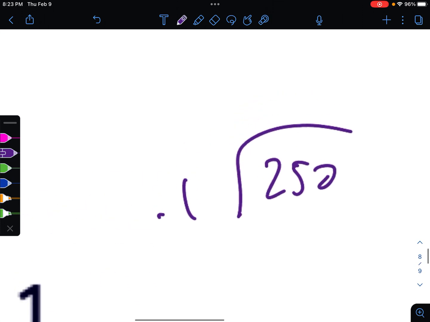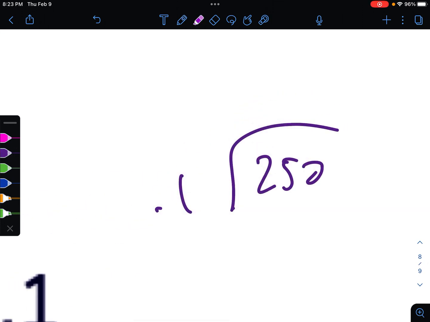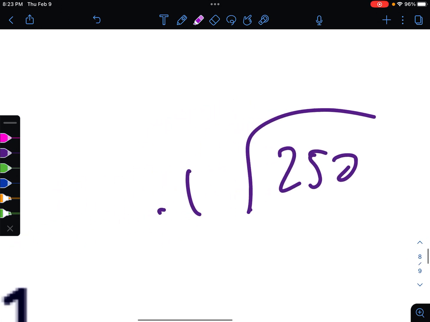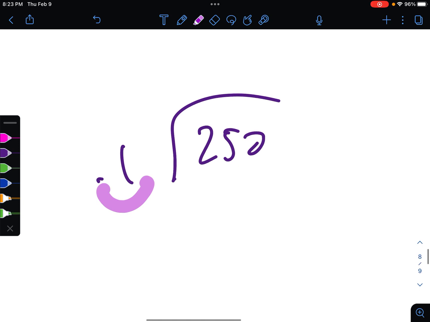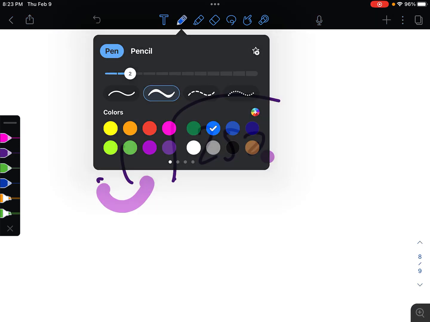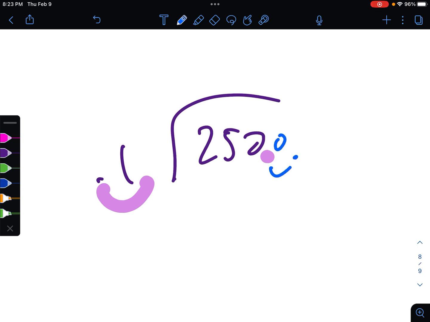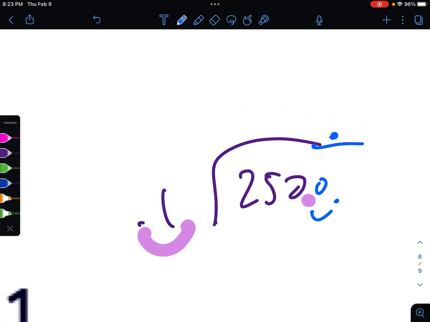250 divided by 0.1. Okay, we got a decimal in here. We got to deal with it. Again, we can have decimals here, but we cannot have decimals out here. I'm going to move it one place. My decimal's right here, so I have to move it one place right here. I get a decimal placeholder and slide it up in my answer. Now I can start chipping away at this.